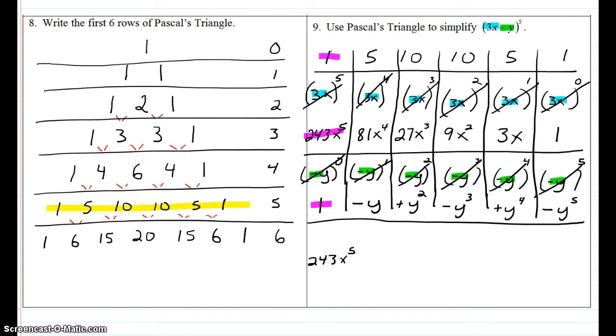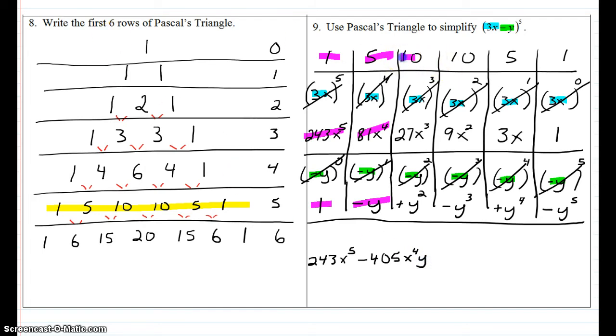Alright, now let's look at our second term. 5 times 81x to the fourth times a negative y. And so we're going to have a negative 405x to the fourth y.